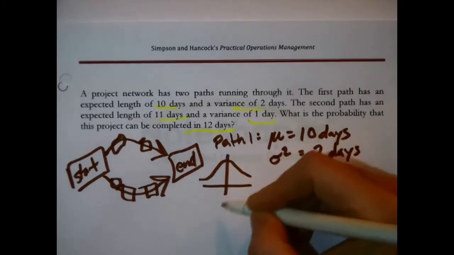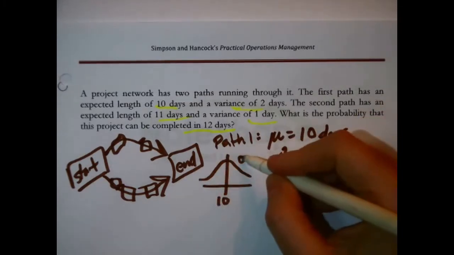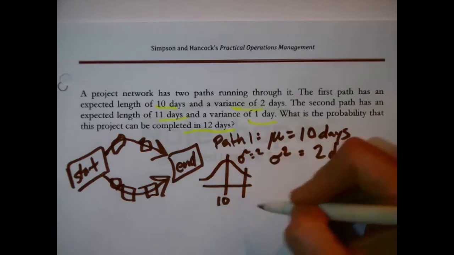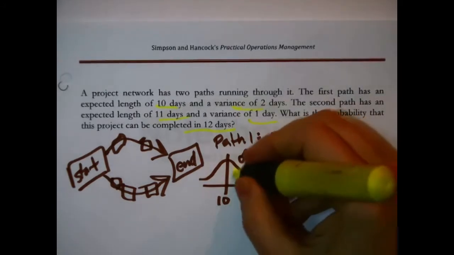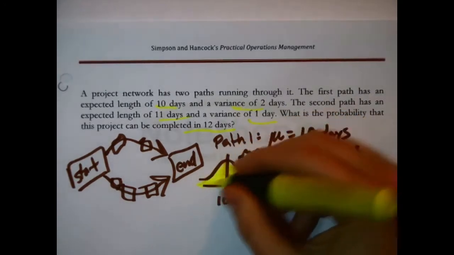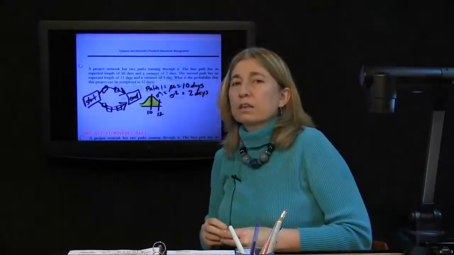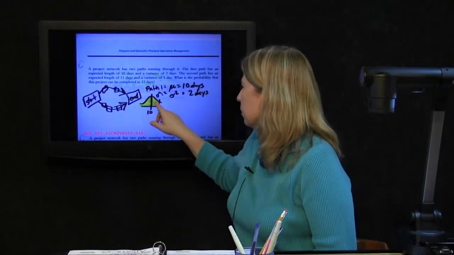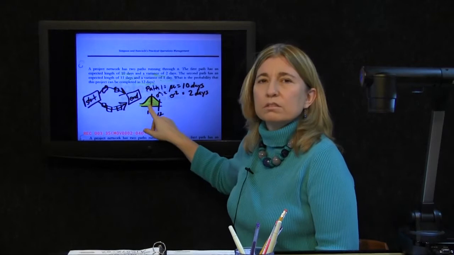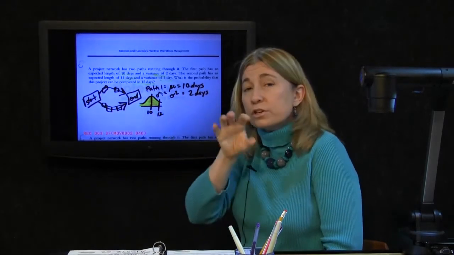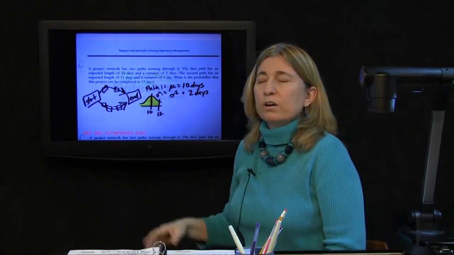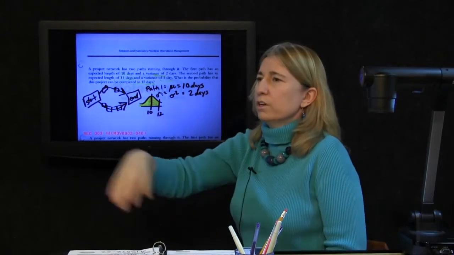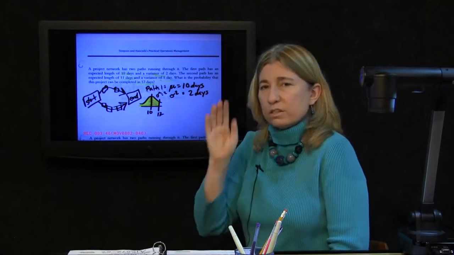If it's a normal distribution, the center is 10 and the variance is 2, how much of it is caught to the left of 12? Because that's the probability that you'd get that particular path done in 12 days. So I really only want to know the area of that particular curve that's associated with just that path. We're just talking about path 1. How much of it is to the left of 12? Meaning how much of it is some result that is 12 or less, and we would be done in 12 days.